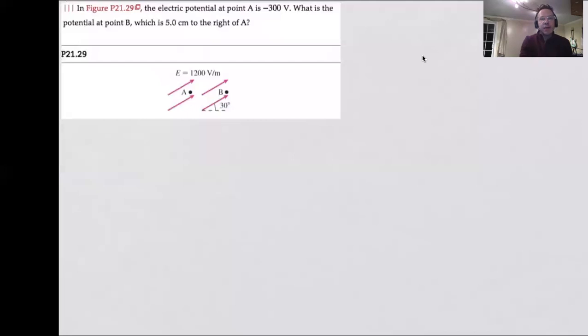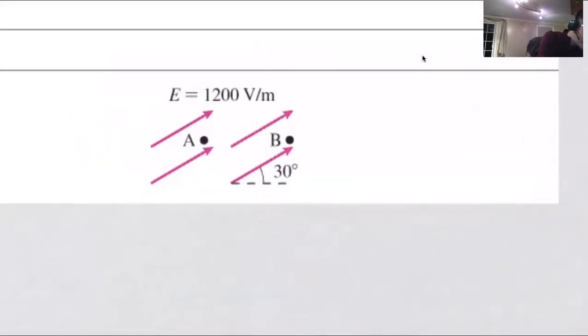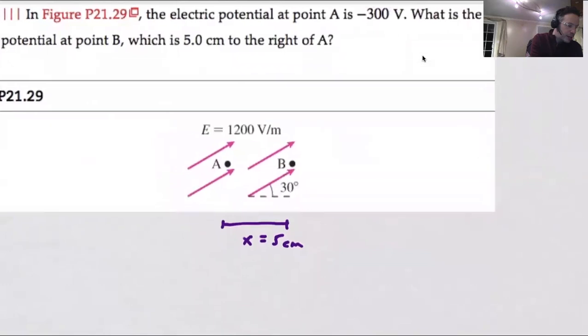Let's say that we have the electric potential at point A is negative 300 volts. What is the potential at point B, which is 5 centimeters to the right of A? I'm just going to zoom this in a little bit and pencil that in, so that we know that this distance here, I'll call it X, is 5 centimeters. Now notice there's this weird 30-degree angle that the electric field is going at, right?